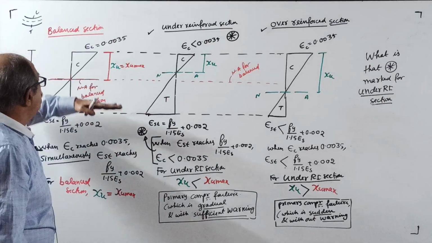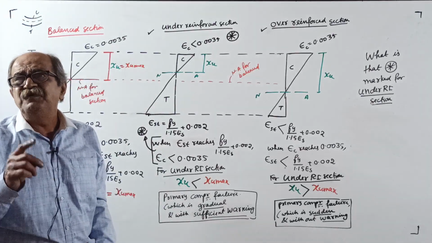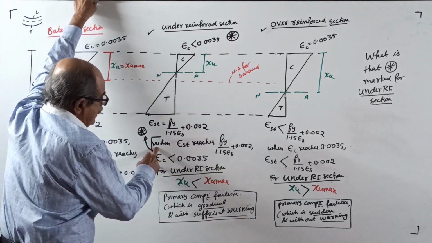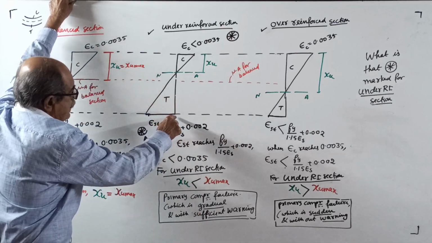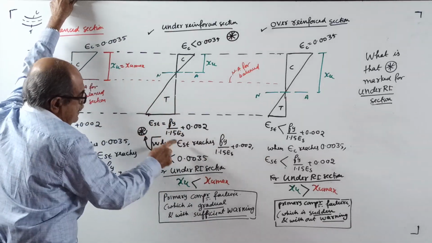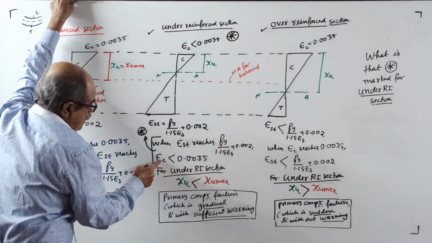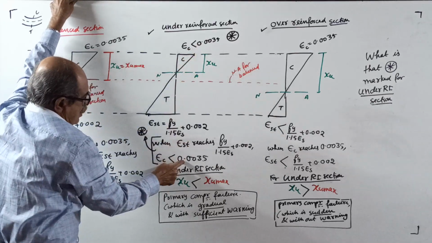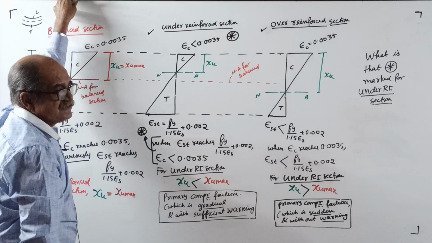See, the neutral axis for the balanced section: when you reduce the area, the CG will shift to the other side. Now, therefore, when epsilon ST reaches the balanced section value, what happens? When strain in tension steel reaches Fy by 1.15 ES plus 0.002, at that time strain in concrete will be less than 0.0035. This is for under reinforced section, XU less than XU max.